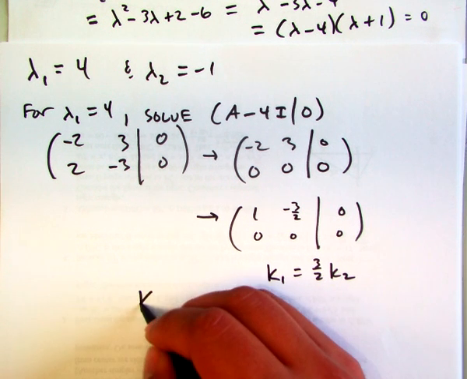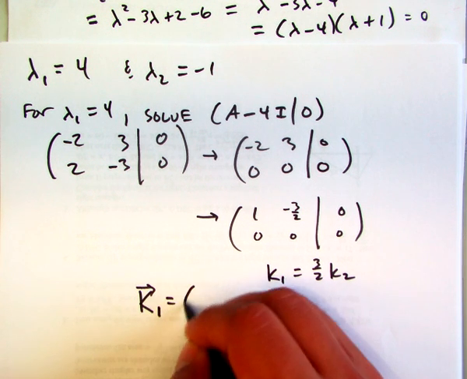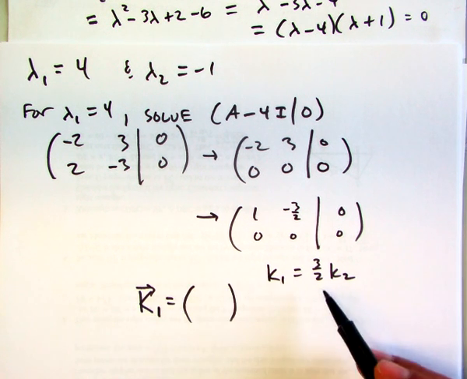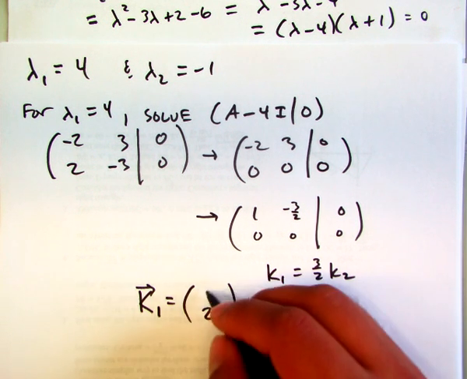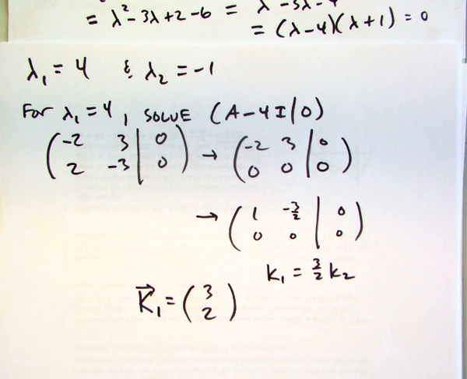So the first eigenvector, we just have to pick values as long as k1 and k2 have this relationship. So I'll do k2 equal to 2, so then k1 would have to be 3.